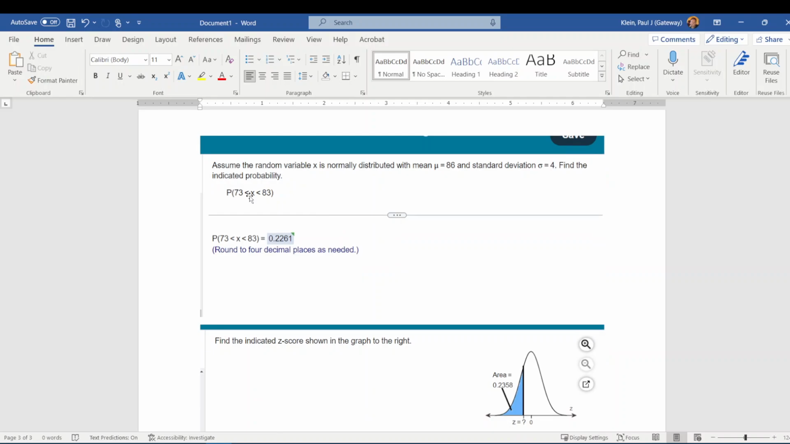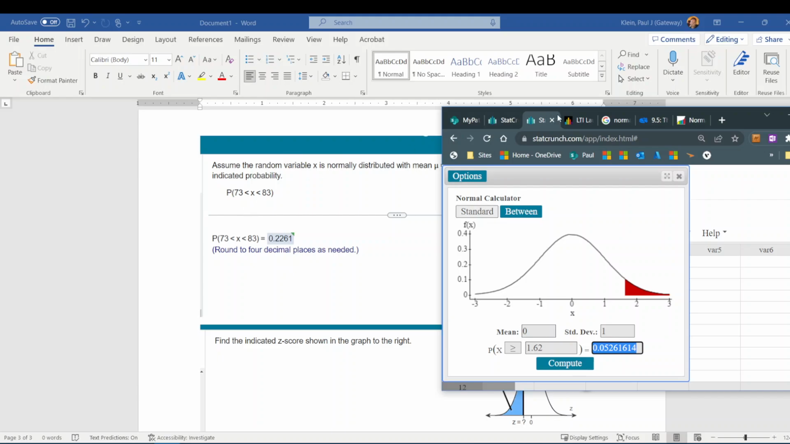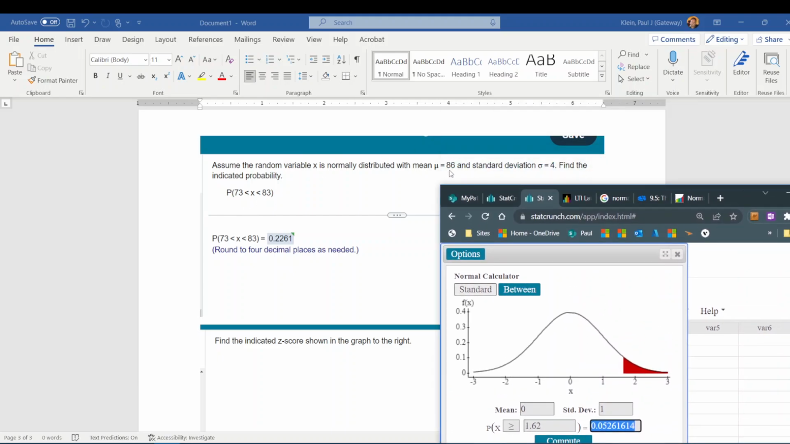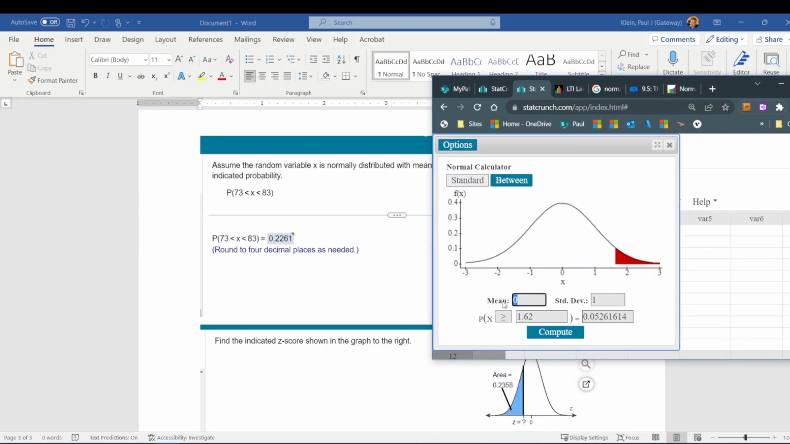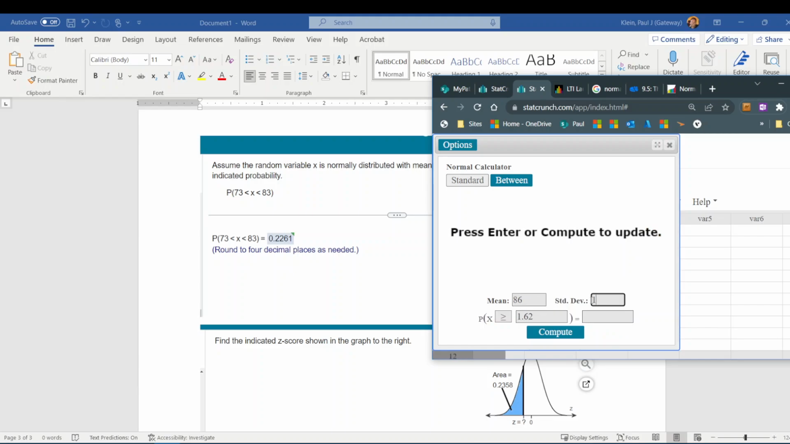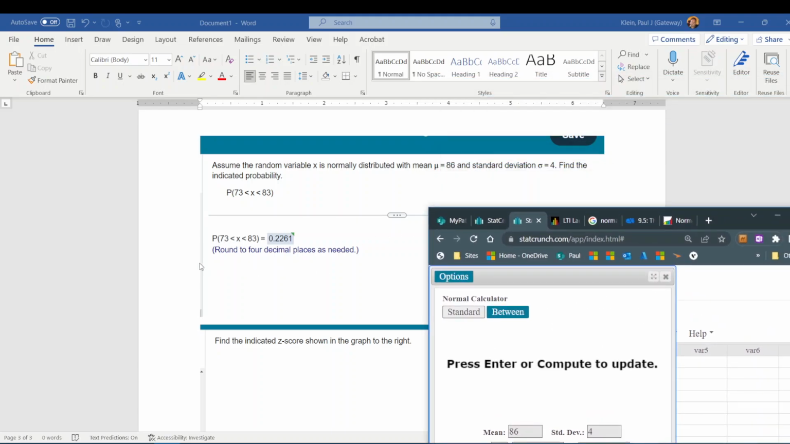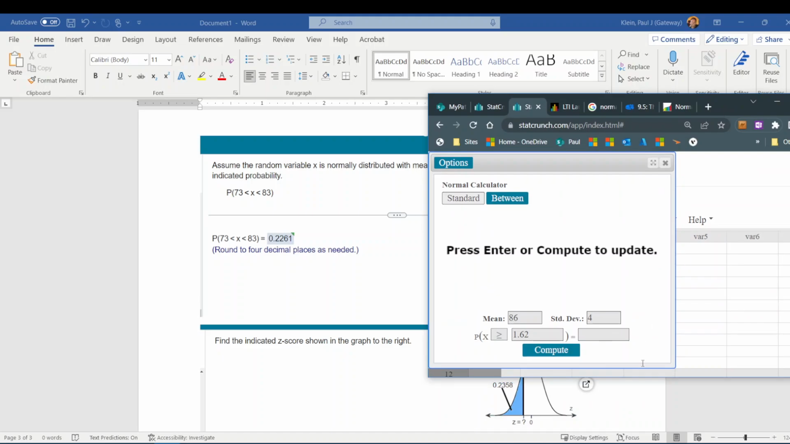Okay, so this one, look, it has an X, it doesn't have a Z. Let's see if I can pull that back up. Doesn't have a Z, so we've got to read the mean and standard deviation right out of the problem, 86 and 4. Then this is a between problem. It says find the indicated probability, so you know that the probability is in this last box here, and that's what we're asking to find. So we don't know that. We have to find it, and we need a between. So click on the between here.